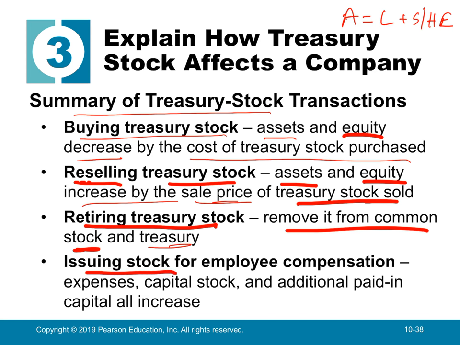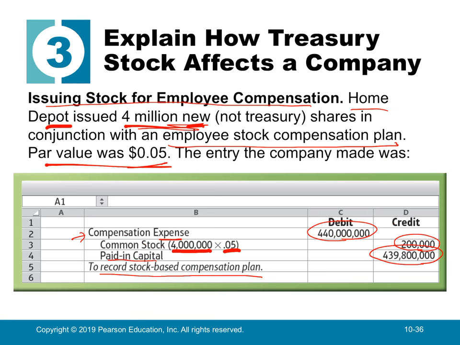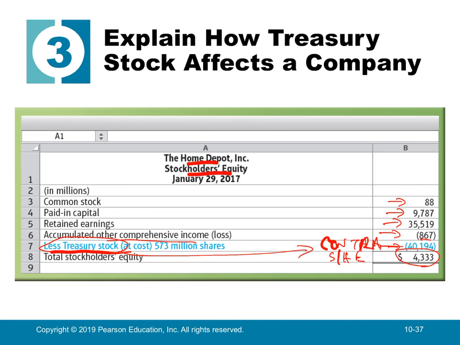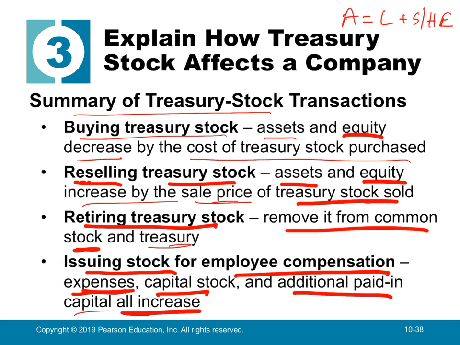And what happens if we issue stock for employee compensation? Well, expenses, capital stock, and additional paid in capital will all increase. If this doesn't make sense, again, go back and look at the journal entries that we did. Look at what accounts are affected and what are they, right? Stockholders' equity. Those accounts get affected, and there you go. Expenses, capital stock, additional paid in capital, all go up.